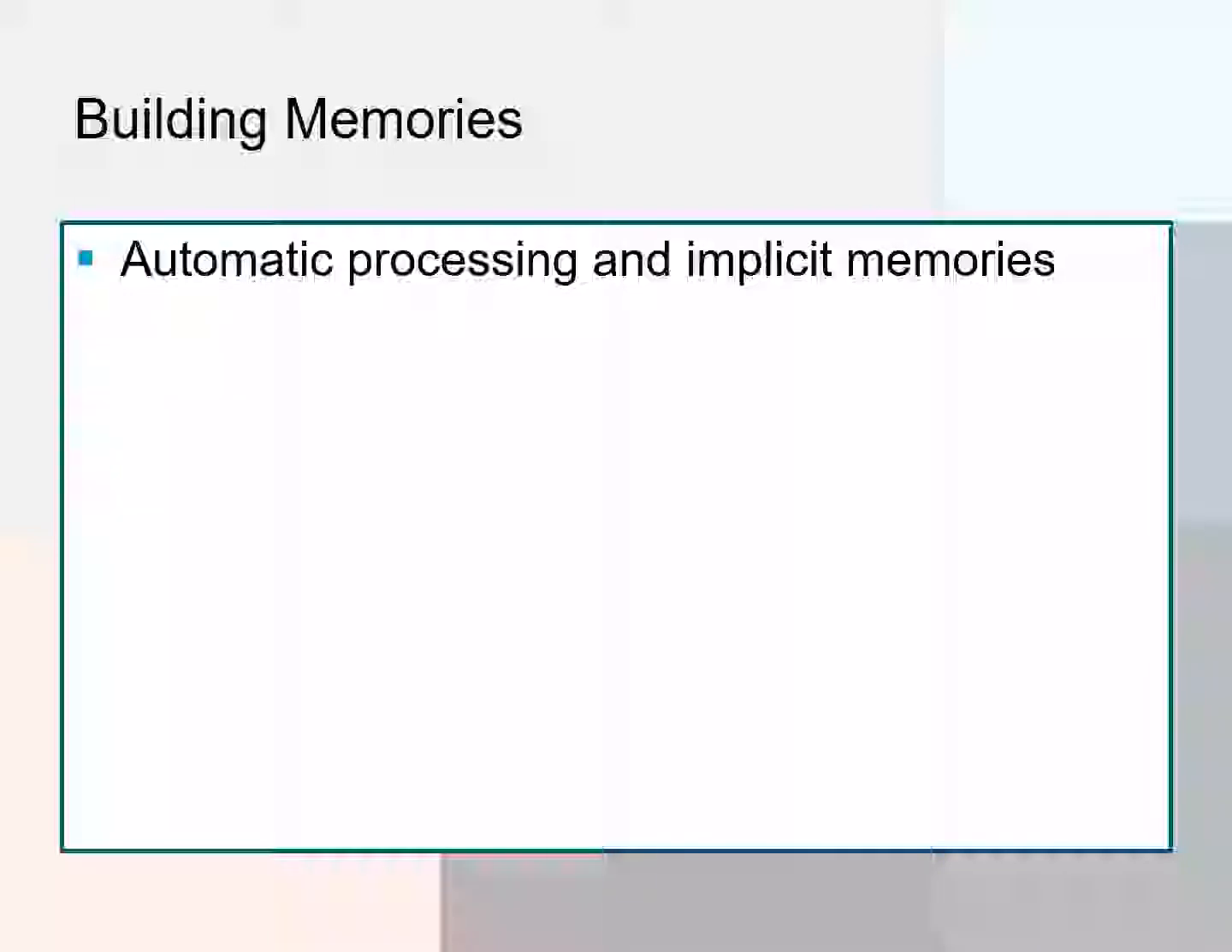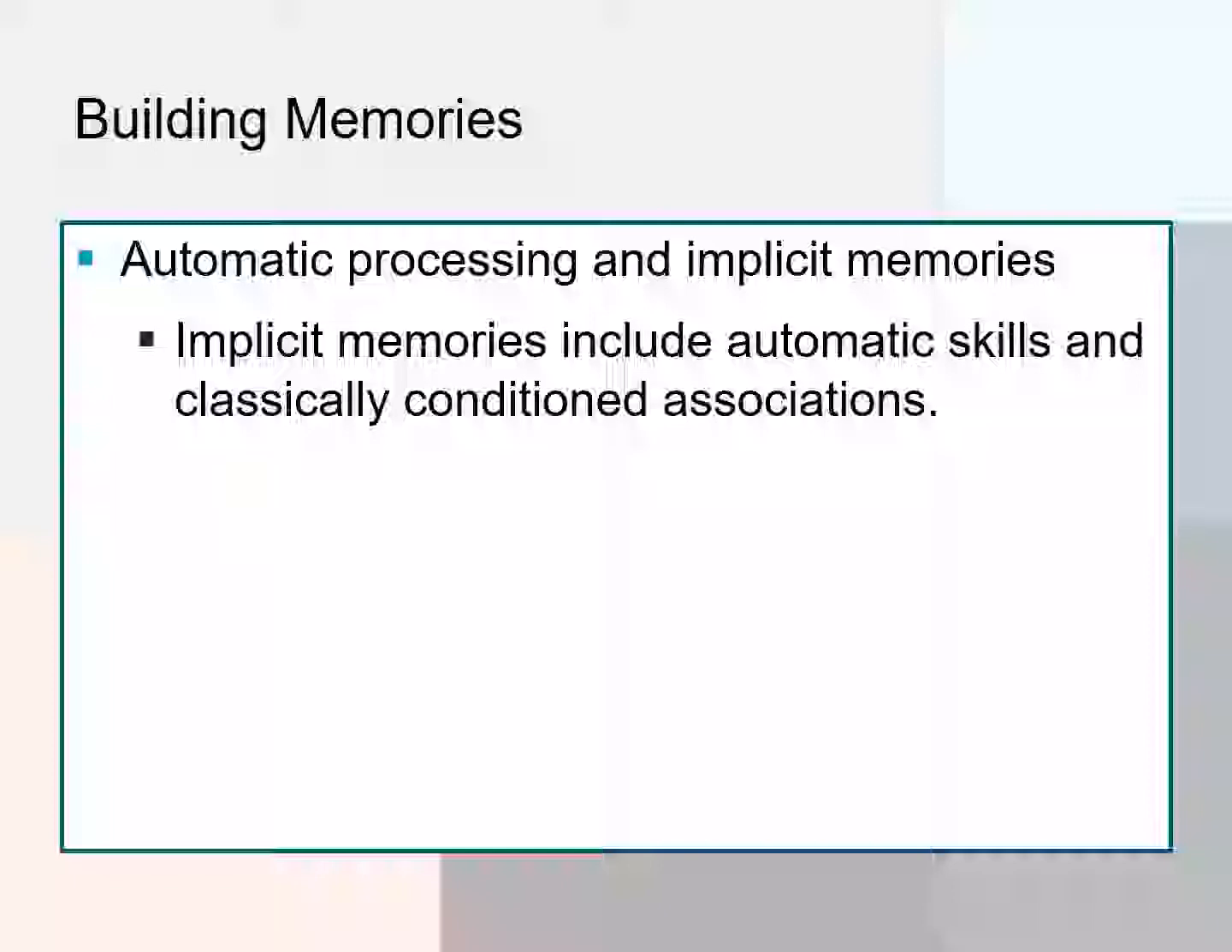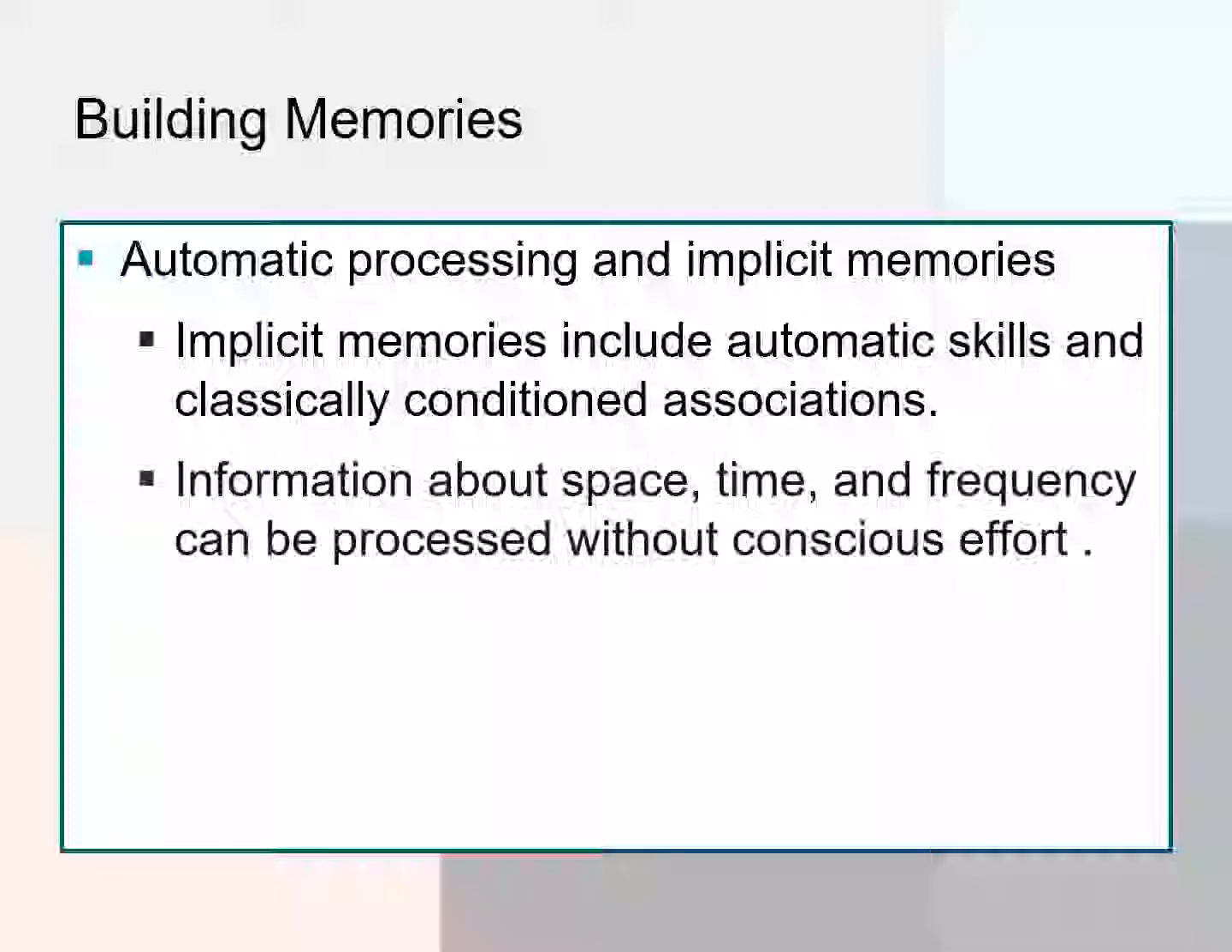So building memories. Automatic processing and implicit memories. Implicit memories include automatic skills and classically conditioned associations. So these are things that don't require any active cognitive processing on your part. Could be information about space, time, and frequency, and it can be processed without conscious effort.